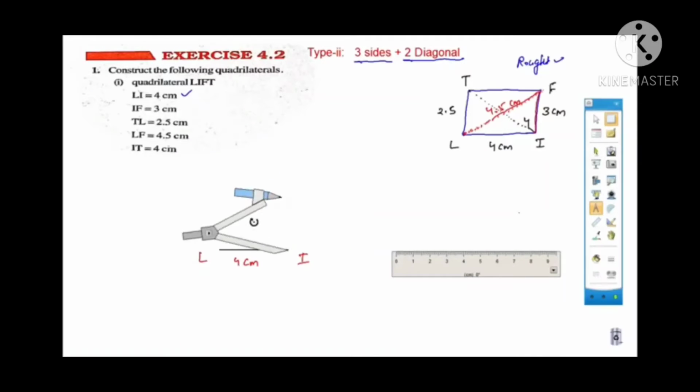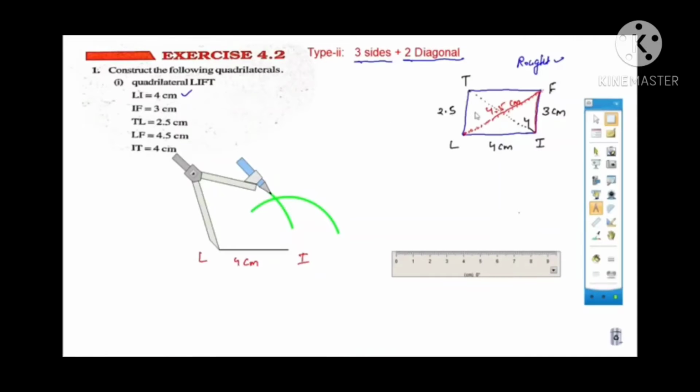First we will take IF, that is 3 cm. We should cut an arc with I as a center. Then we shall draw the diagonal LF. LF is equal to 4.5 cm. Now with L as a center, cut the previous arc.